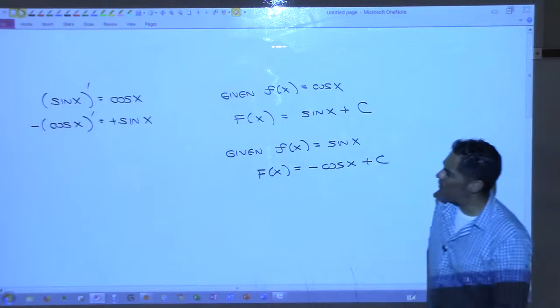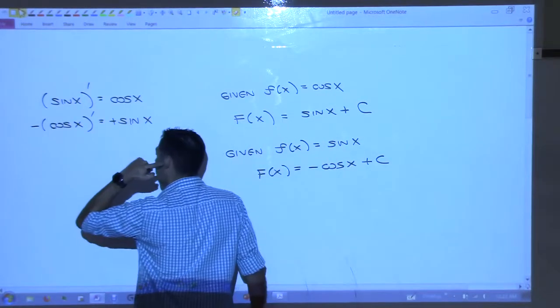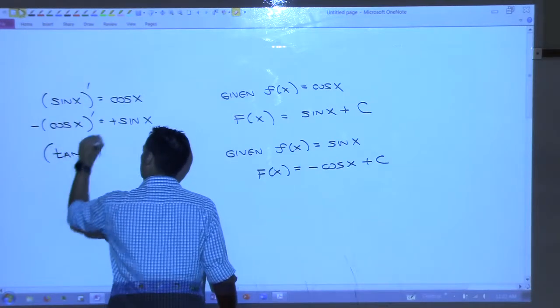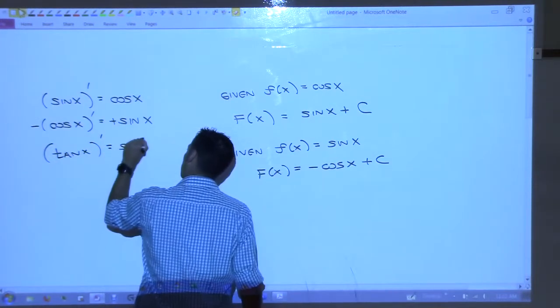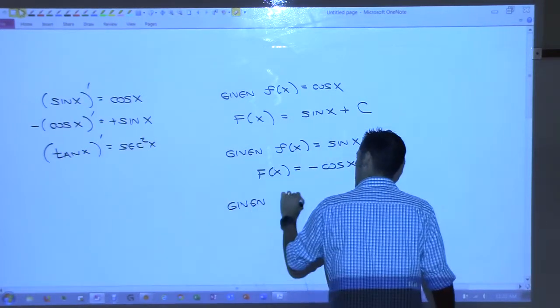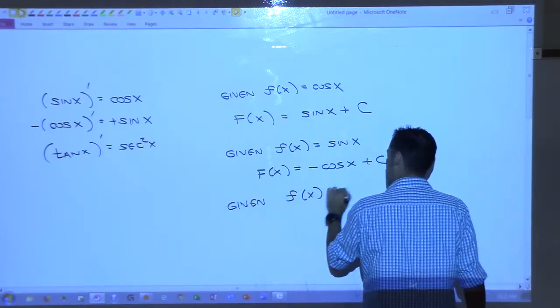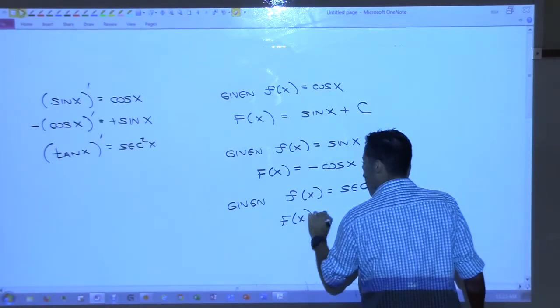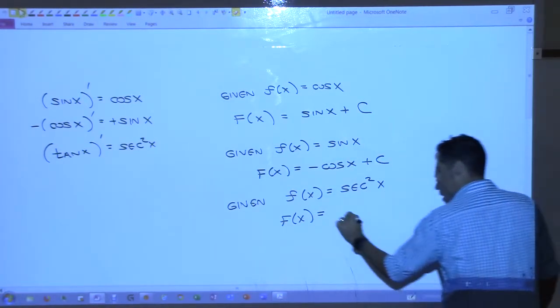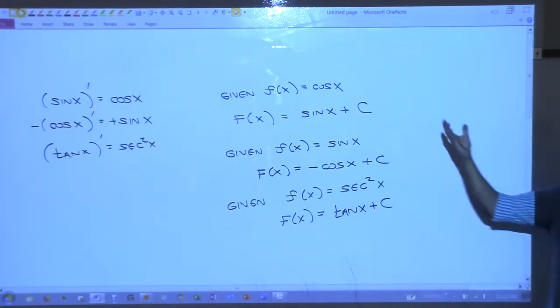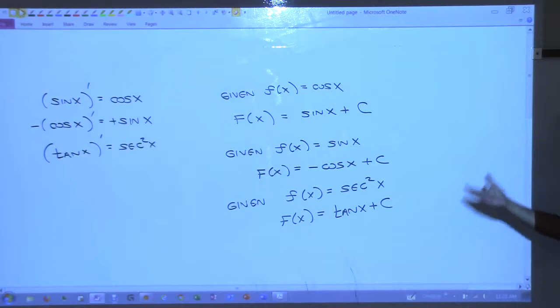What's the next trig function that we know the derivative of? Tangent, right? So we know the derivative of tangent x is secant squared x, right? So if someone were to give us a little function, little f, is secant squared x, then the general antiderivative of this would be what? Tangent of x plus c, right? And we can do this for all 6 trig functions, right? Go backwards.